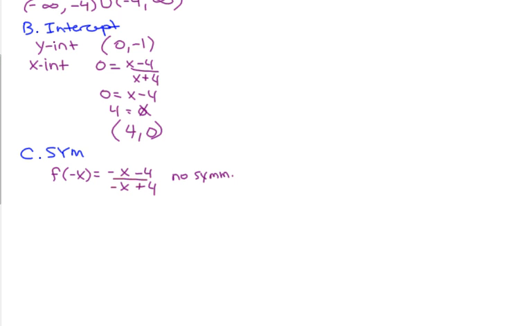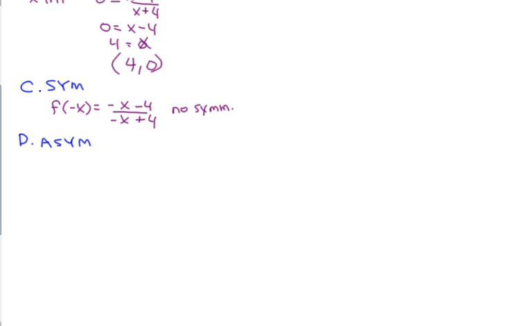Okay, D is our asymptotes. Are we going to have any asymptotes here? Okay, let's start with a vertical asymptote. Do we have a vertical asymptote?